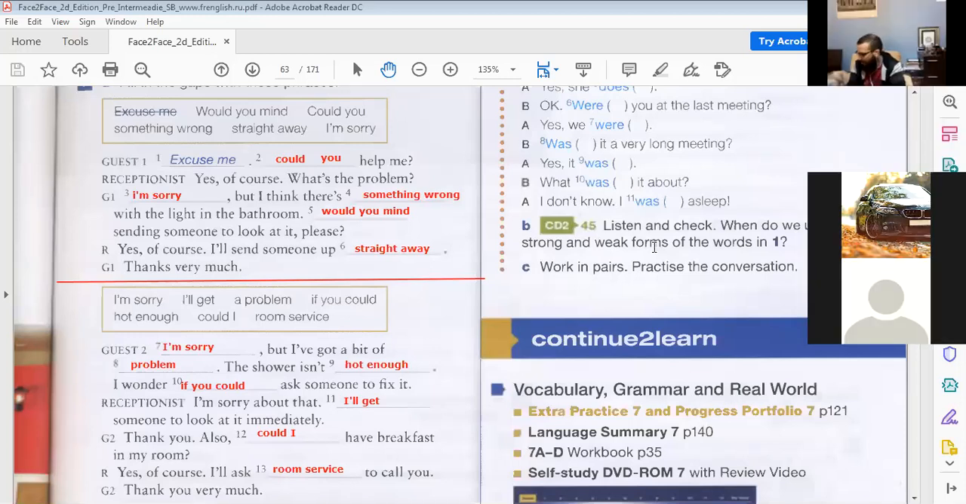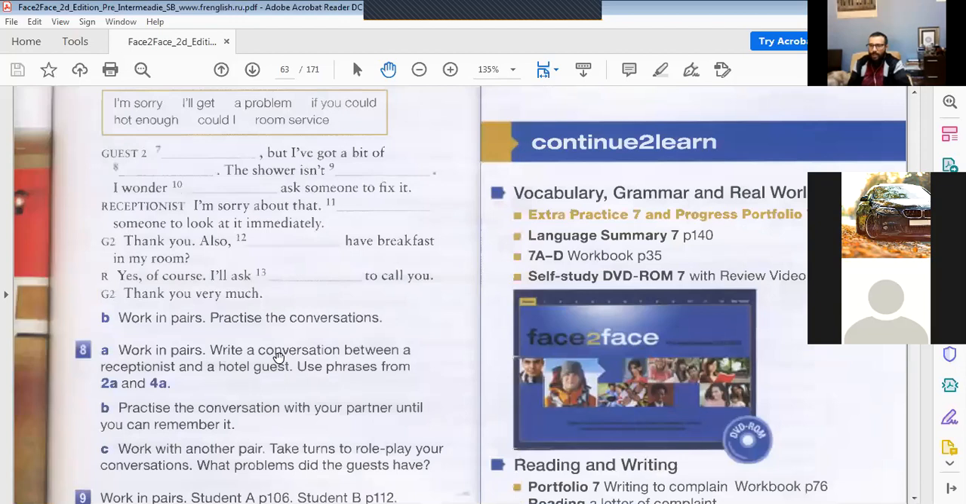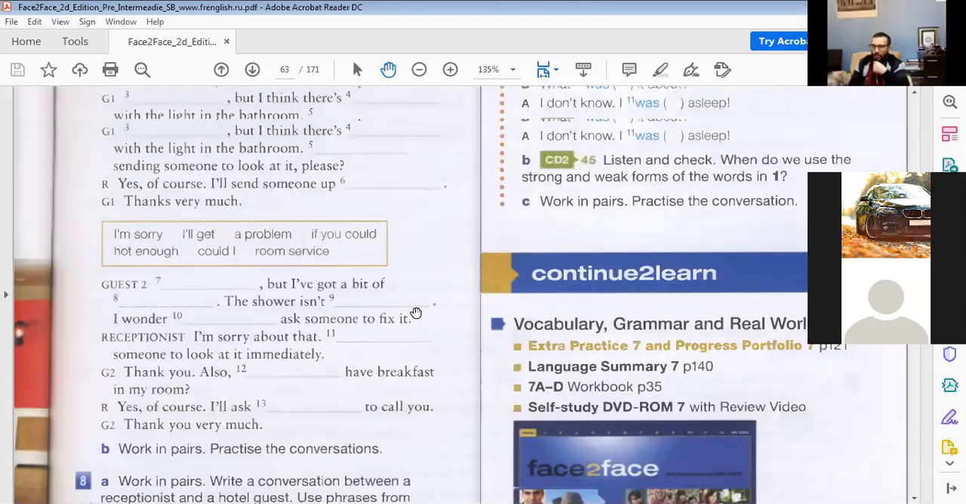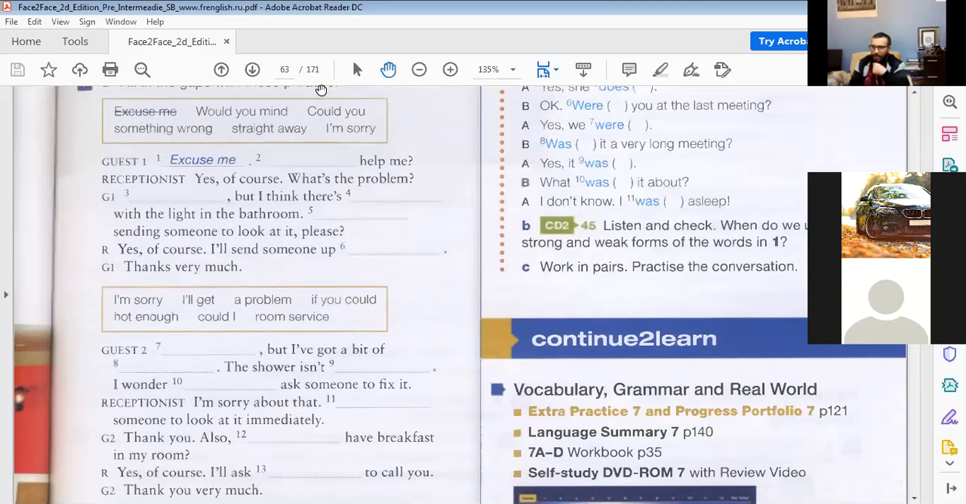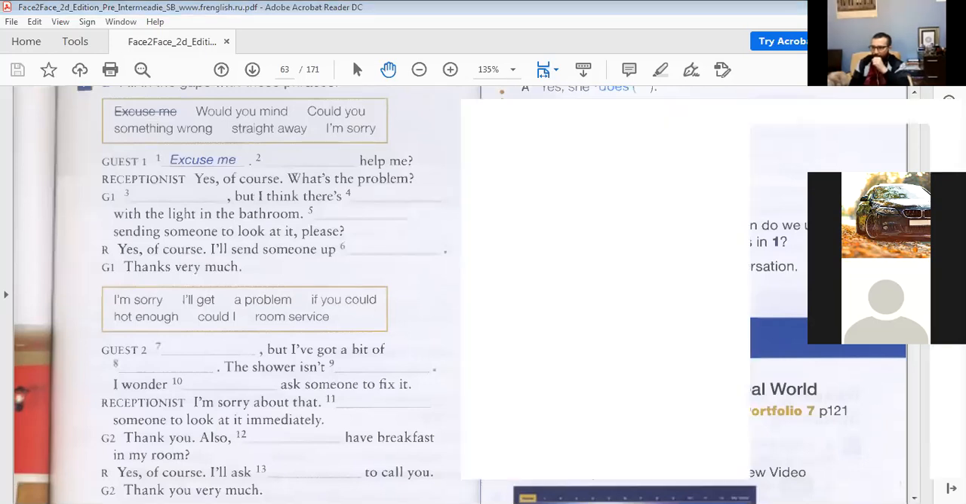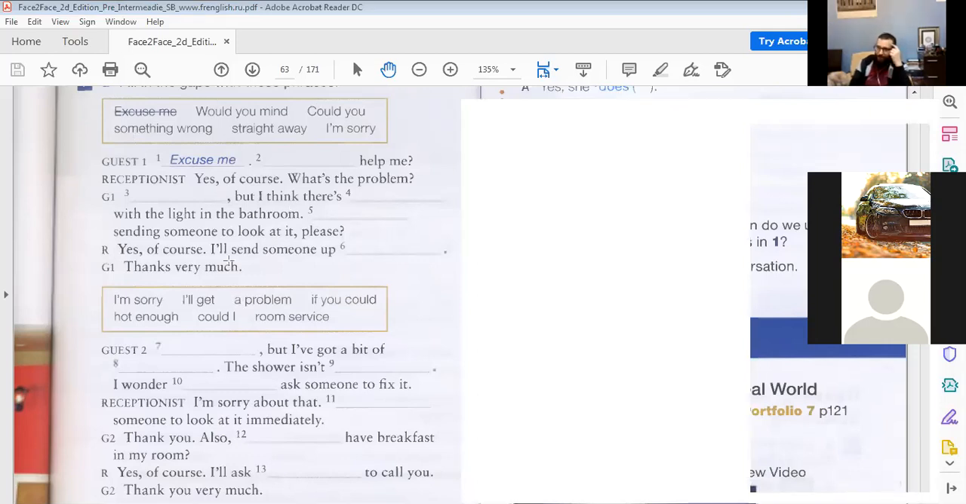Or I have a better idea. Because the second part of the question is interesting. What they want us to do is create our own conversation. So let me show you the next question. It says, write a conversation between a receptionist and the hotel guest, and we can use phrases from number two and number four. So we want to do our own conversation, our own complaint. We're going to have our own conversation here on the right side, and use the same expressions and the same ideas from this side.